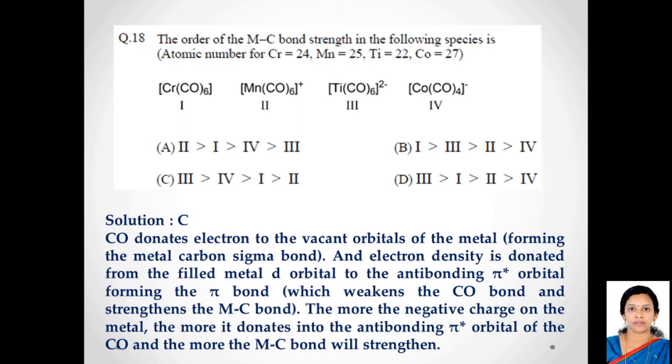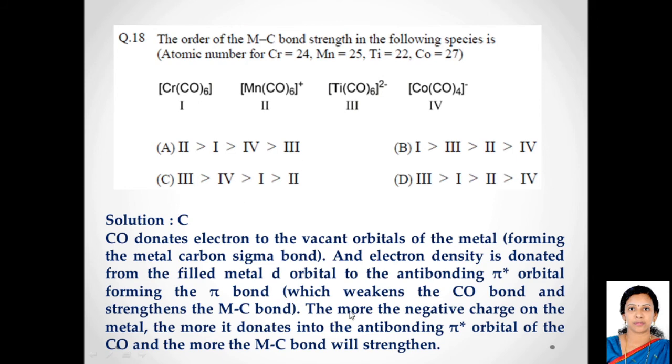The more electron density can go from the metal to the antibonding pi orbital, the more the metal-carbon bond will become stronger. So if you look at that, here the charge is highest on the titanium complex. The titanium is 2 minus. So titanium has the highest charge, followed by the cobalt, followed by chromium, and followed by manganese. Manganese is positive. So 3, 4, 1, 2. Option C is our correct answer here.